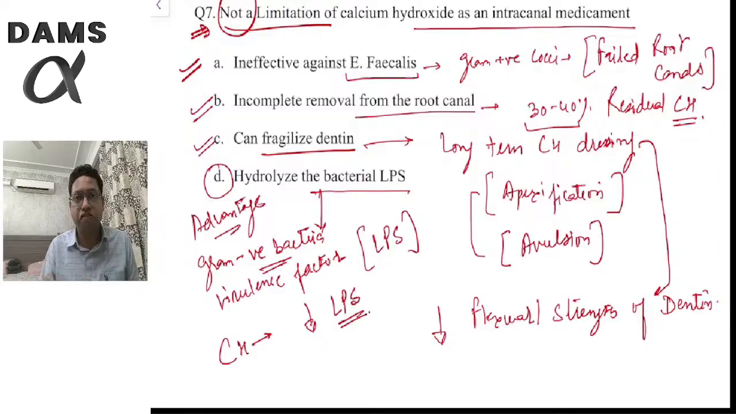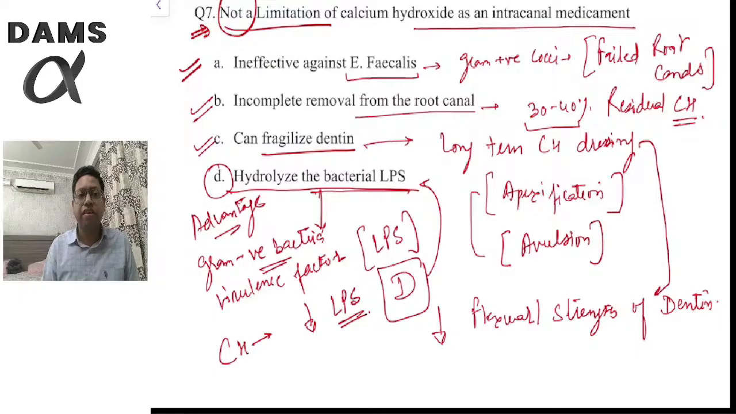It is not false. All the options are true about calcium hydroxide. But the question is not asking which is not true. The question is asking which is not a limitation of calcium hydroxide. So option D is an advantage, so it is the answer to this question. I hope all of you understand that. Okay.